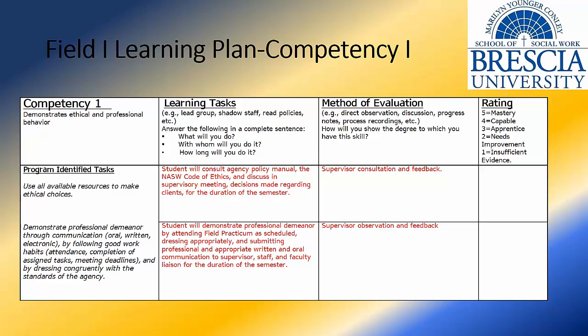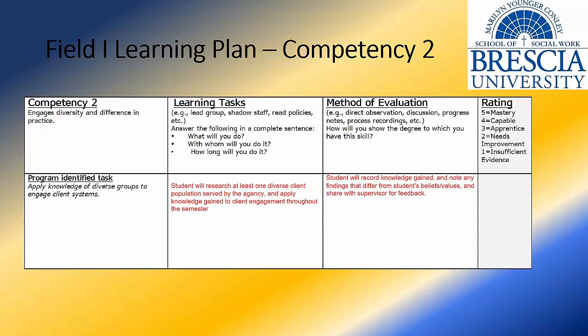The ratings range from 1 to 5, with 1 indicating that the student demonstrated insufficient evidence to rate their skill, and 5 indicating mastery of the skill. Listed in red are sample learning tasks, which encompass the program-identified task for each one of the competencies as well as the method of evaluation. Please take a moment to look at sample learning tasks for competencies 2 through 9. You may pause the video on any slide for which you would like to take a closer look.